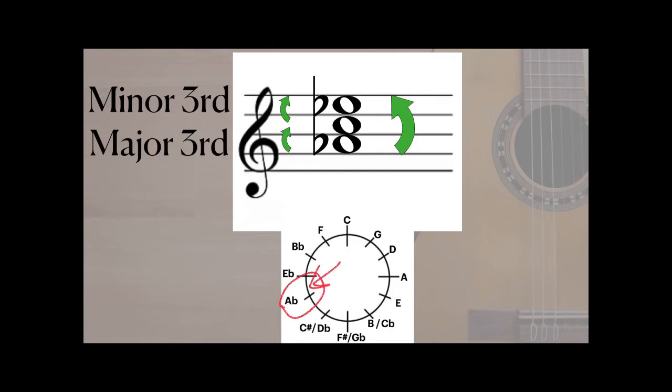Again, you can look at your circle of fifths and determine what's in the key signature for A flat, or you can go 1 degree clockwise. A flat to E flat is a perfect fifth.